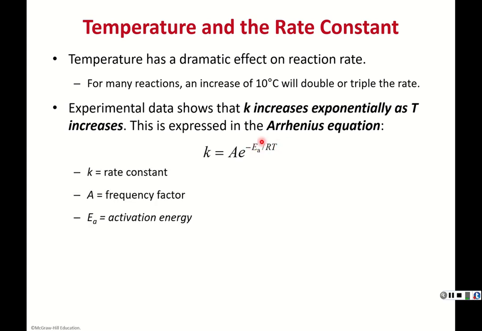So what is that? Well, again, little k is the rate constant. A, that constant, is a frequency factor. Ea, E sub A, is what's known as the activation energy. And R and T, R is the gas constant, T is the temperature. So a higher temperature gives you a larger k and thus an increased rate.